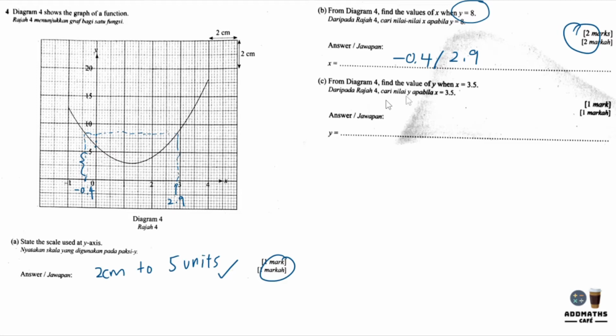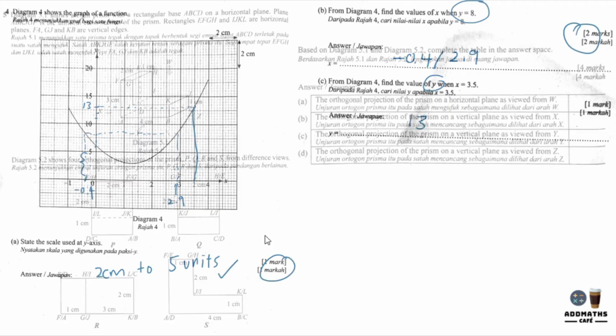So same goes to the next one. Find the value of y when x is 3.5. So 3.5 is here. Go up to this line and then connect to this. So as we can see here, this will be 10, 11, 12, and 13. So y will be 13. All right, y will be 13.